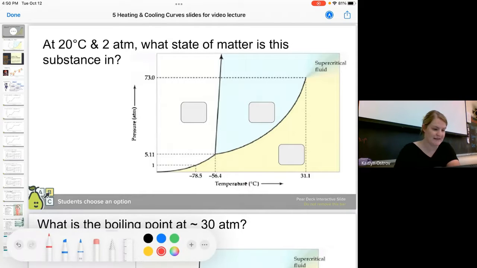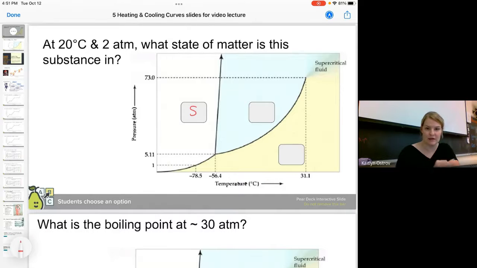So this first question is saying, at 20 degrees Celsius and 2 atmospheres, what state of matter is this substance in? And so remember, these heating and cooling curves, you can look at them. Solid is always on the left side, liquid's always kind of in the middle, and gas is in the bottom right region. And so it tells you if this substance will be either a solid, liquid, or gas at a specific temperature and pressure.